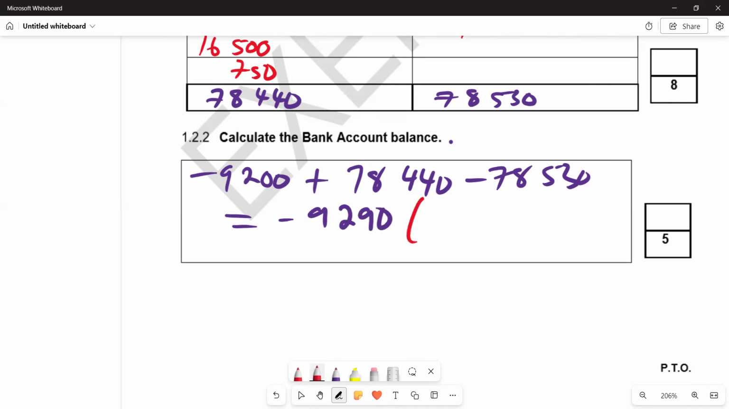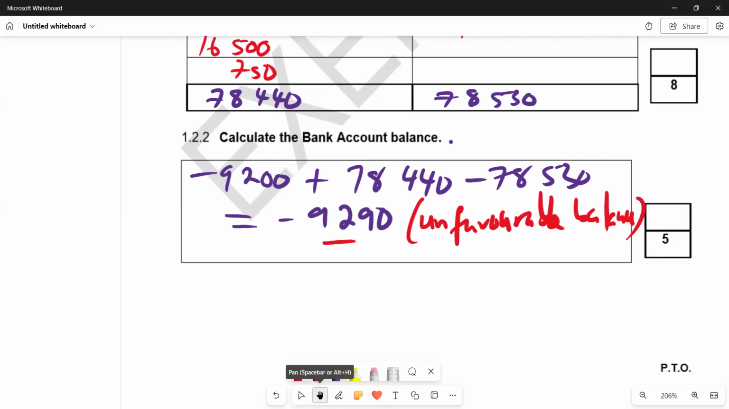This balance, which is a negative, represents an unfavorable balance because it's a negative one. So this will now assist us when we are putting it in the bank reconciliation as our closing balance. Remember, this closing balance is the same that should appear on the bank reconciliation. So we're going to take it as an unfavorable balance and transfer it to the bank reconciliation.